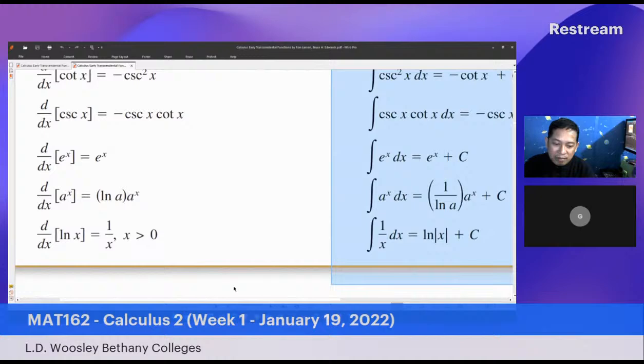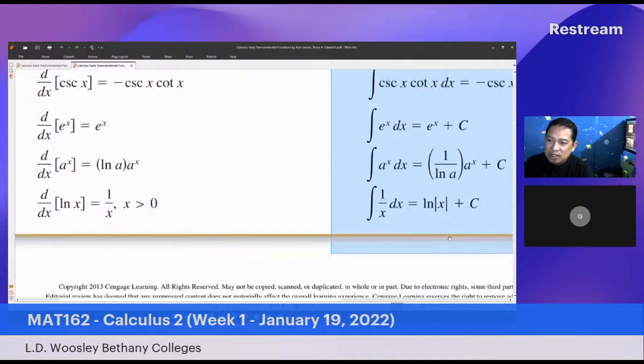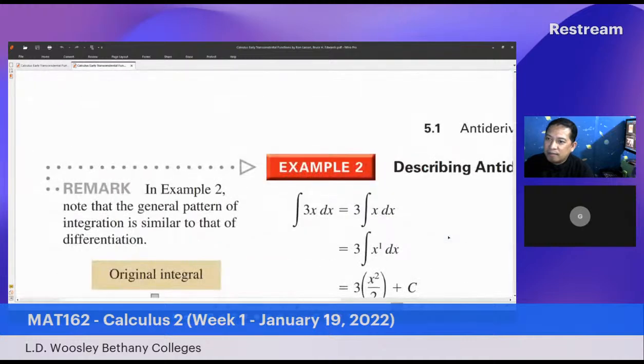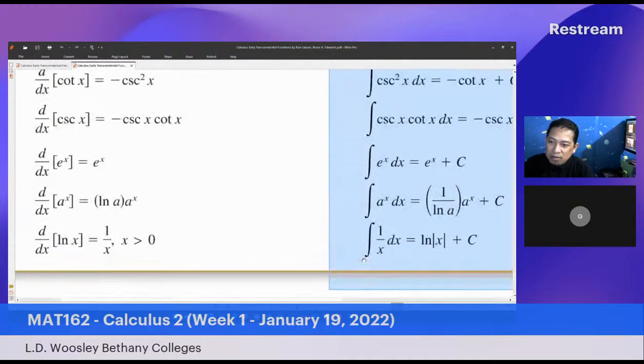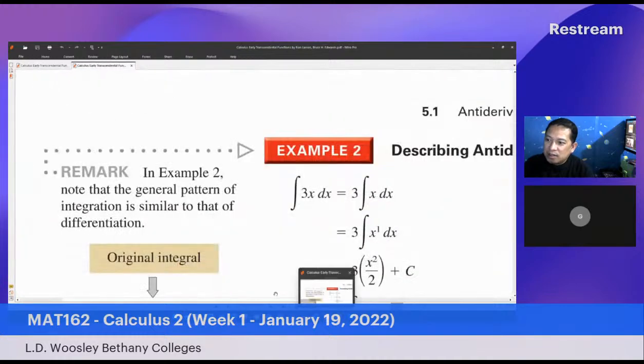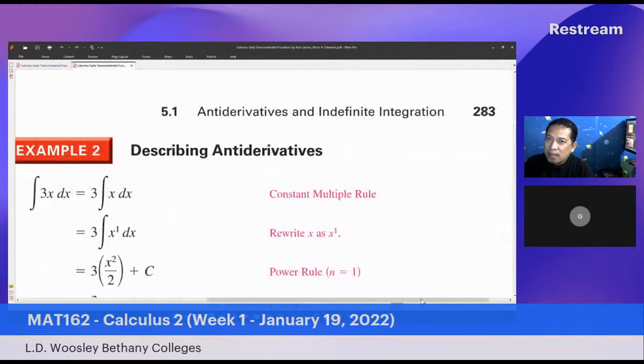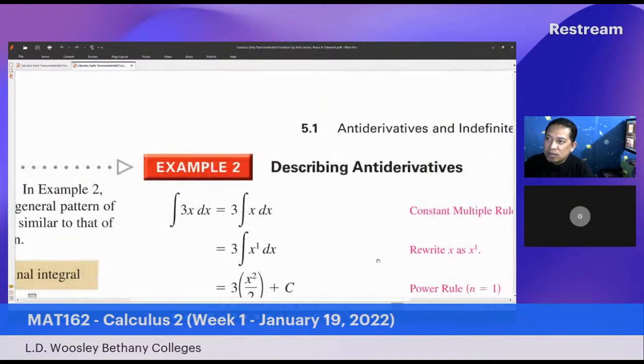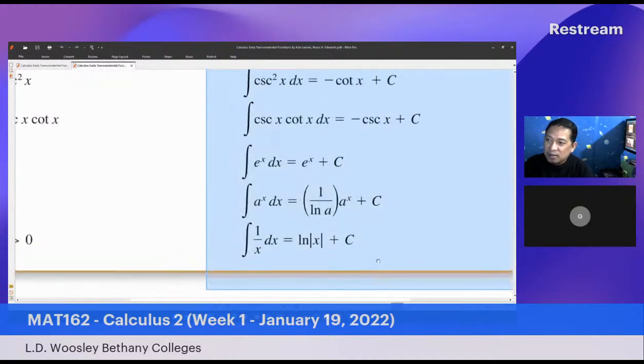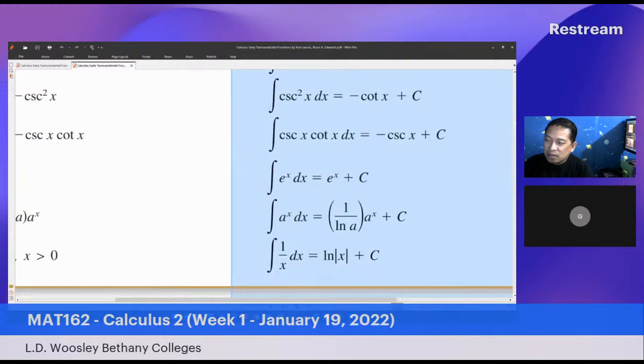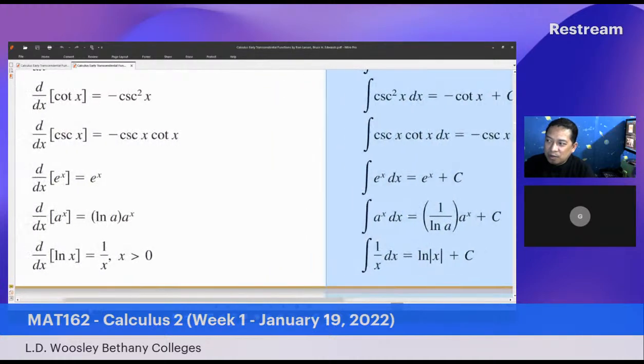And then we have the logarithmic function, the derivative of ln of x is equal to 1 over x. The integral of 1 over x is ln of x plus c. Alright? So this is on page, ayan, page 282, no? So take note of the table. So anyway, it's there on the module that we have uploaded.